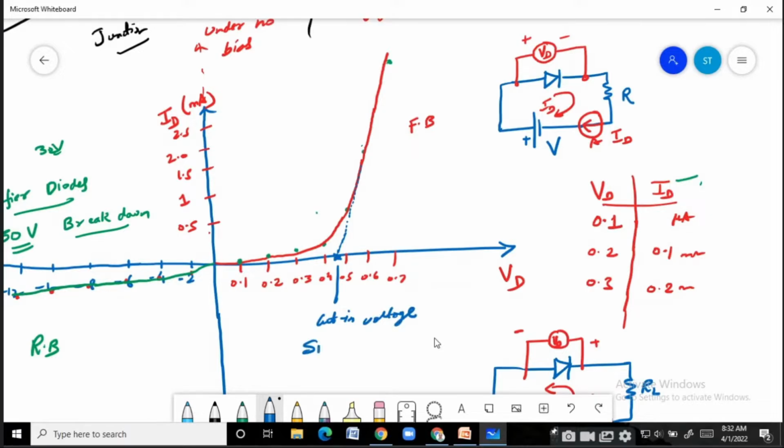For silicon, this voltage is around 0.5 to 0.6 volts. Theoretically, in some books you will find 0.5. For germanium, this is 0.2 or 0.3 volts. Practically, when you conduct such an experiment, because in our lab there is a silicon diode only, you can find the cut-in.